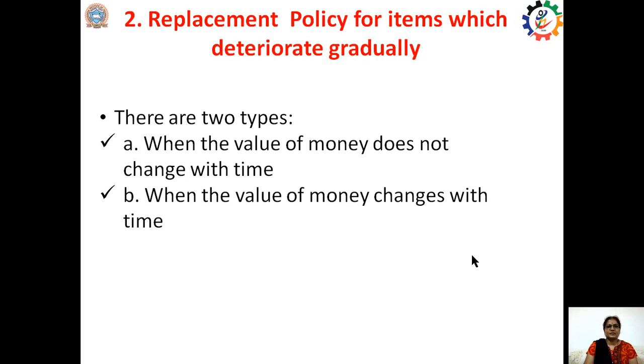There are two types: when the value of money does not change with time and when the value of money changes with time. How do we identify whether a given problem belongs to this category or that? If we go through the data and if the interest rate I is given, then it belongs to the second variety, that is money changes with time. If the I value, rate of return or interest rate, is not mentioned, then the given problem belongs to the first variety, money does not change with time.